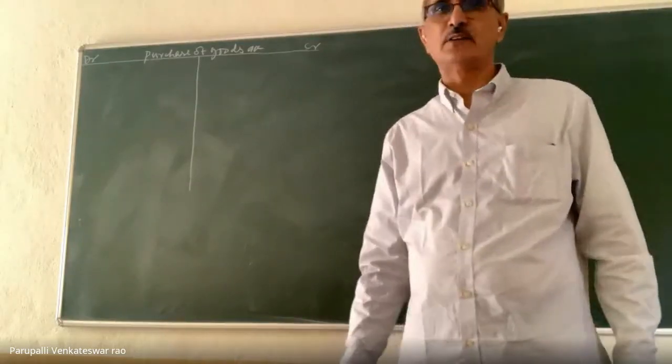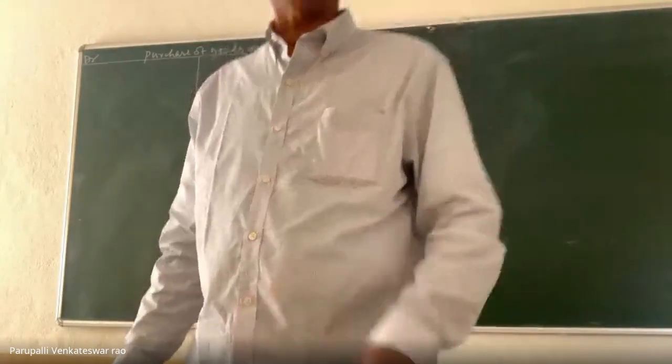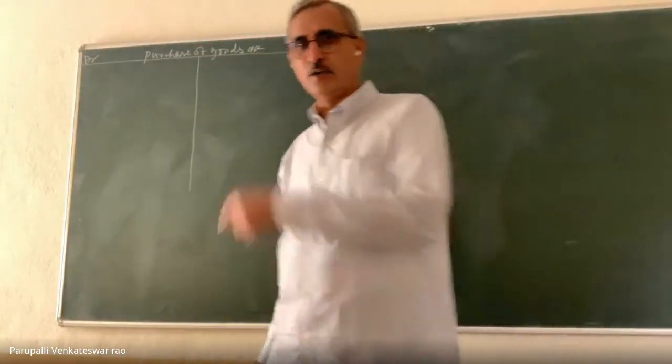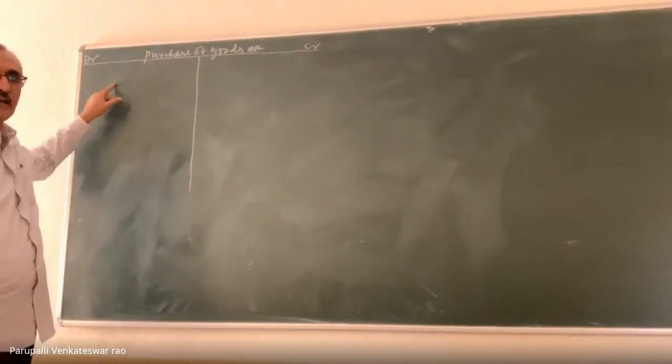Created, purchase account is debited. So purchases account is debited. Now look here. This is purchase account, purchase of goods. It is debited, means you have to write on the left hand side.